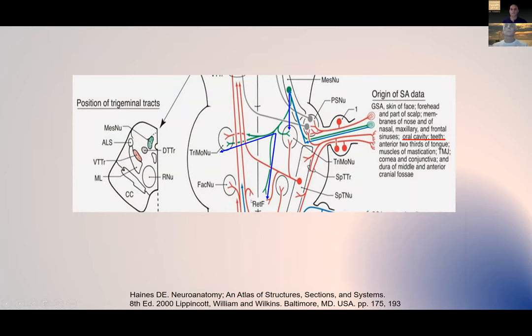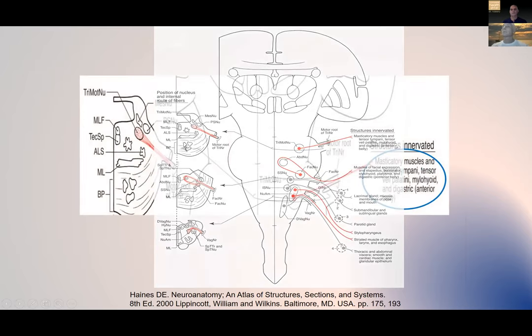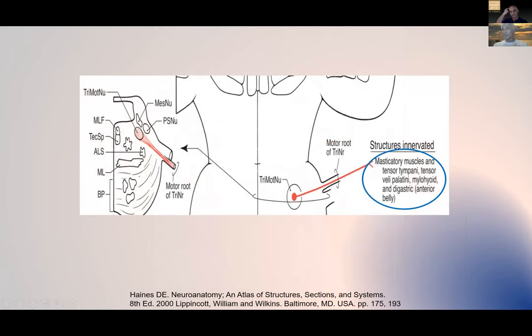This is why posture improves when you change someone's bite, or breathing improves, or sleep improves, which we'll talk about in a little bit. So this pathway is the efferent pathway, and the trigeminal motor nucleus pathway is here, and it synapses with all these structures. Well, those structures are the muscles of mastication, the tensor tympani, which controls the eardrum, the tensor veli palatini, which is a swallowing muscle, and the soft palate contractor, the mylohyoid and the digastrics.